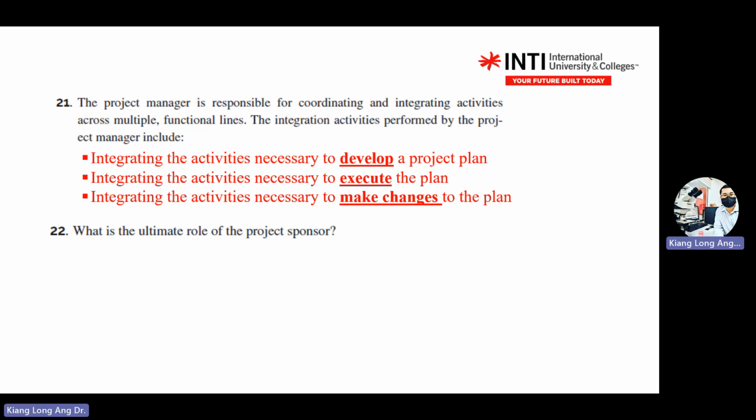Okay, the last question for chapter 1. What is the ultimate role of the project sponsor? What is the ultimate thing? Project funding. Objective is customer. Scheduling is project manager roles.